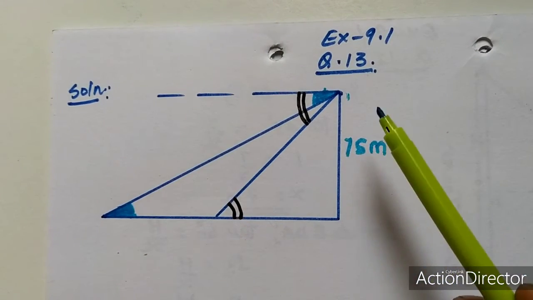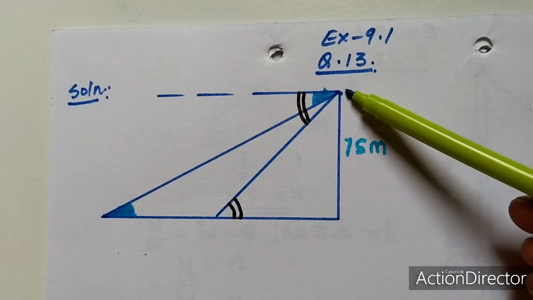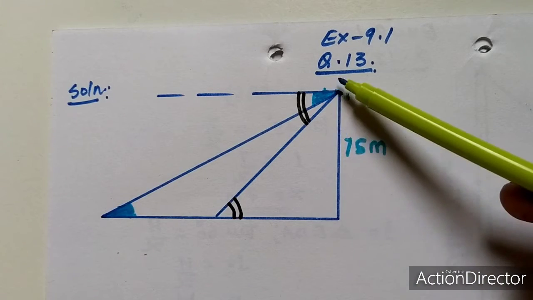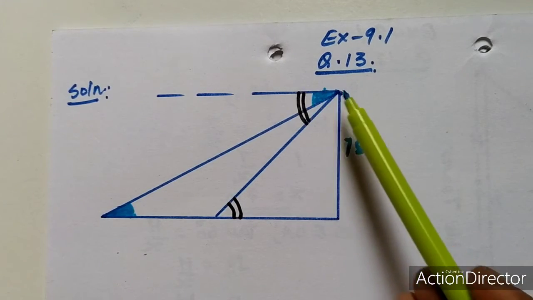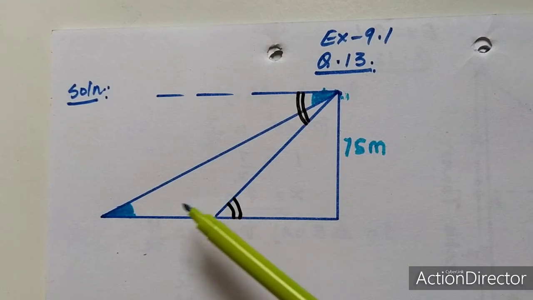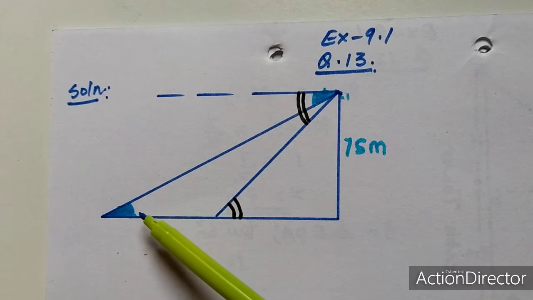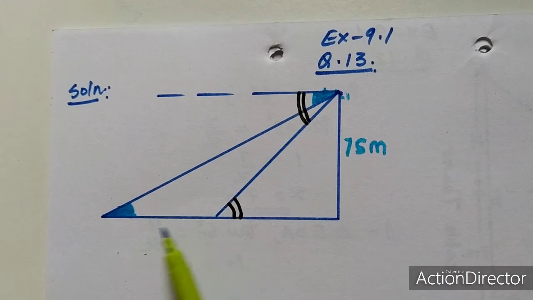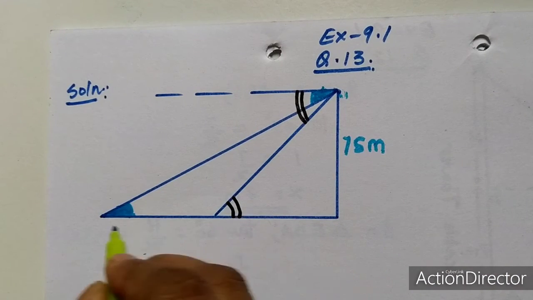Next in line of exercise 9.1, now question number 13, in which they said, as observed from the top of the 75 meter high lighthouse from the sea level, the angle of depression of two ships of 30 degree and 45 degree. If one ship is exactly behind other, same side of the lighthouse, find the distance between the two ships.